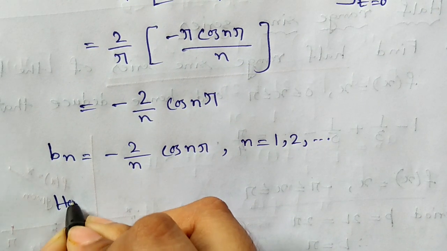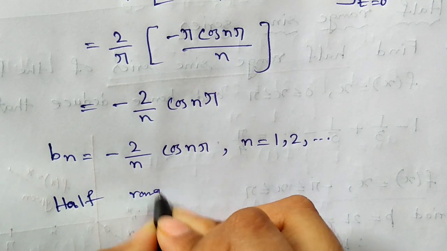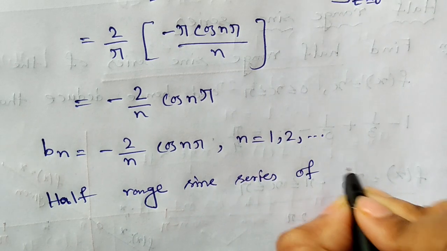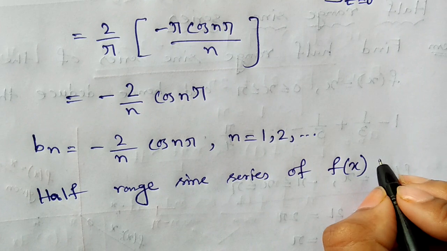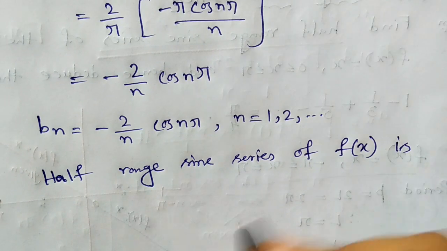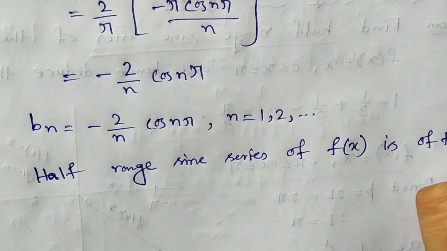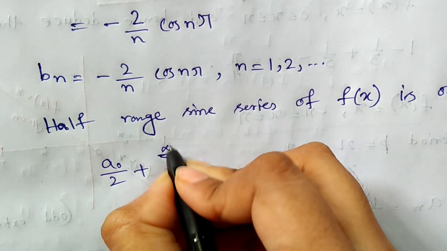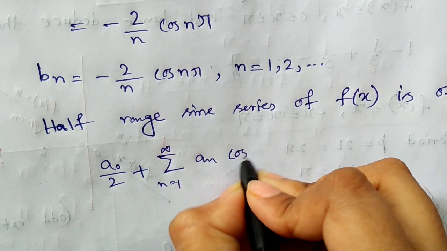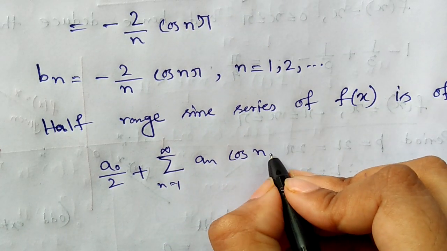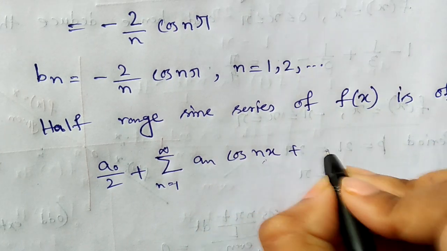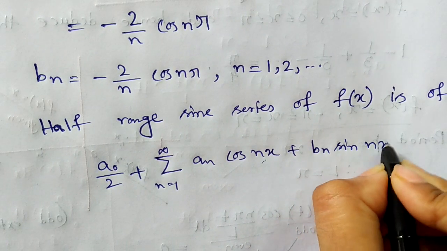Therefore, the half range sine series of the function f(x), that is our given function, is of the form a0 by 2 plus summation n equal to 1 to infinity of an cos(n pi x by l) plus bn sin(n pi x by l), where l is pi, so pi cancels out: an cos nx plus bn sin nx.